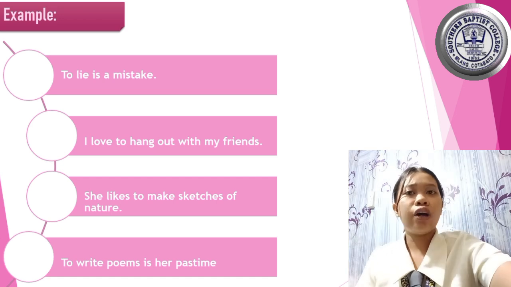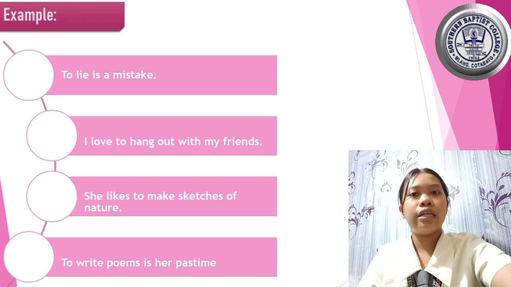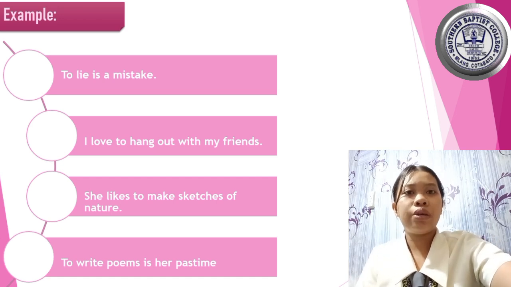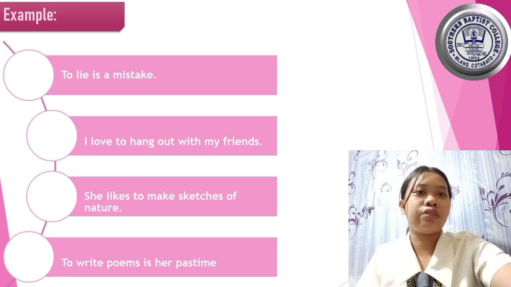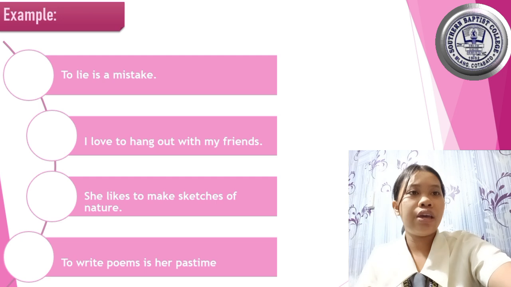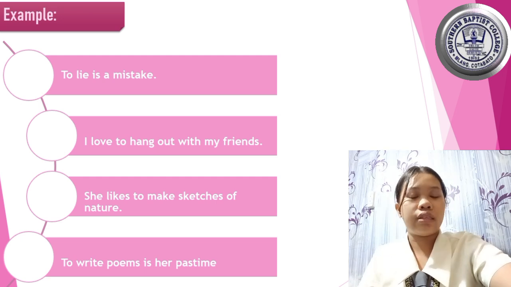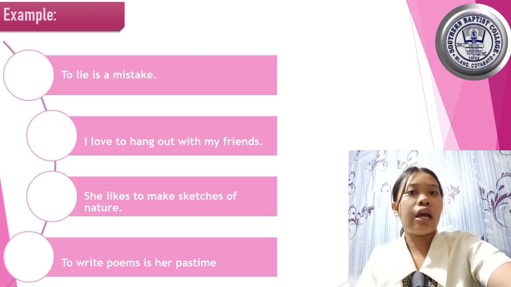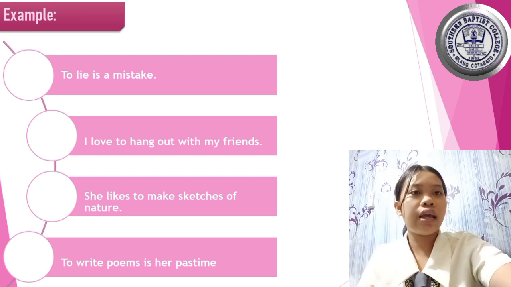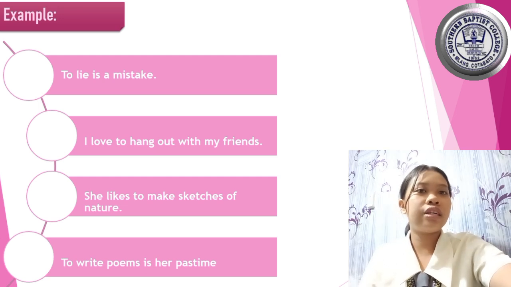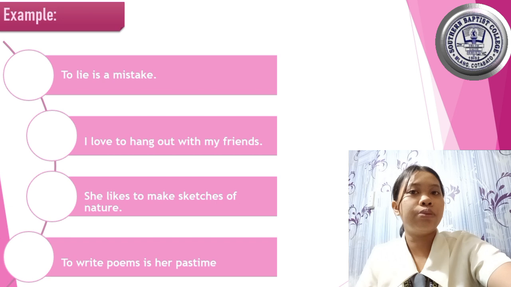So, the words to lie, to hang out, to make sketches, and to write poems are noun phrases in infinitive phrase form. The phrase to lie functions as a noun and the subject of a sentence. To lie is a mistake is similar to the phrase to write poems. The other infinitive phrases such as to hang out and to make sketches are noun phrases that complement the verbs love and likes.